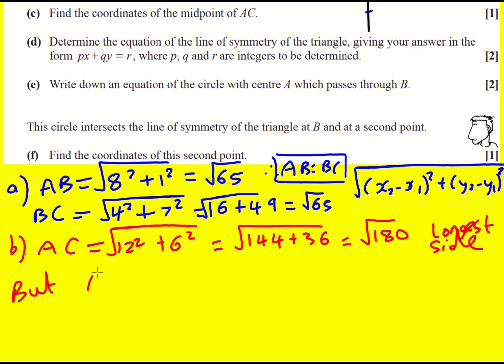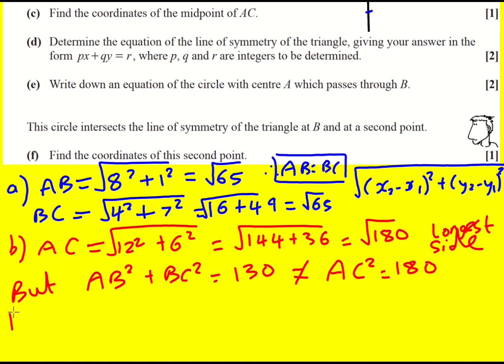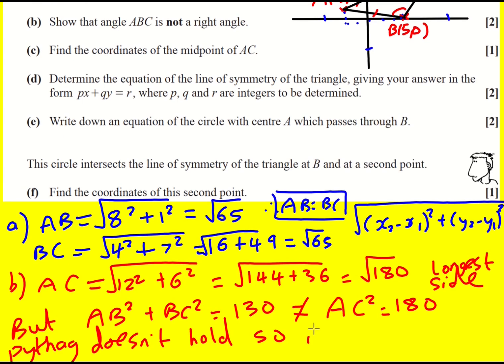But AB squared plus BC squared is going to be 130, which is not then equal to AC squared, which is 180. So Pythag doesn't hold. So ABC is not 90 degrees. That's all we need to show for that.